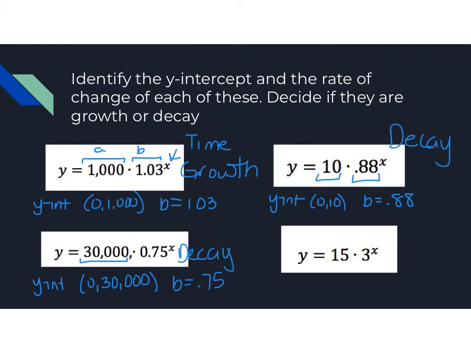Now in our first couple examples of these functions, again, we're looking at whole numbers here. On the last example, we have an a value of 15. That means our y-intercept is the point (0, 15), and that b is 3. Because that b is greater than 1, it's exponential growth. Again, we want to pay attention to that a value and the b value. That's going to help us predict what type of function we'll be looking for.